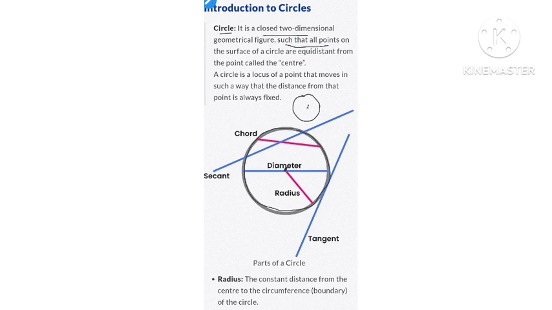So the definition of a circle is a closed two-dimensional geometrical figure such that all the points on the surface of a circle are equidistant. It means if you see the distance from the center is the same, see here all the distances are the same, so this is known as a circle. We can't say this is a circle because the distance from the center is different from the others.